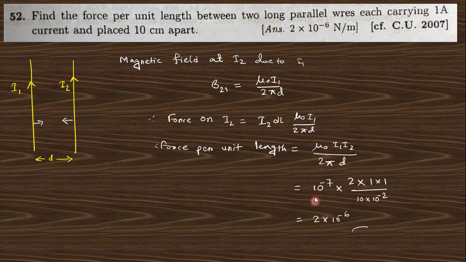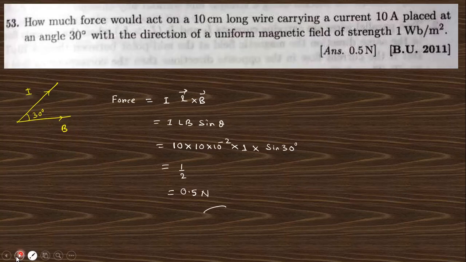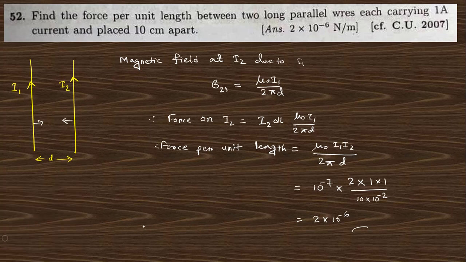Mu 0 is 4 pi into 10 to the minus 7. So there is a 2 into 10 to the minus 7. I1 and I2 are both 1 ampere and the distance is 10 centimeters, so in meters this will be multiplied by 10 to the minus 2. So finally we will get this, Newton per meter. Sorry, this will be this Newton per meter, force per unit length.